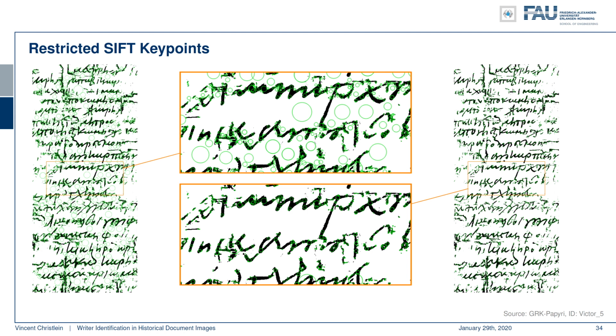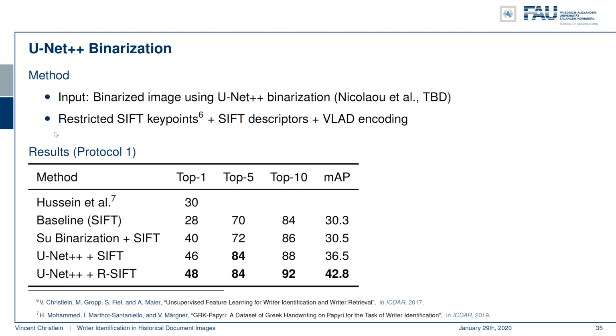And so on the bottom one, we see that all the key points lying in between the lines are basically removed. And if we do that, we get even better results. So now one more sample was correctly identified. I mean, it's a small data set, yeah? But also in terms of mean average precision, we get higher results.